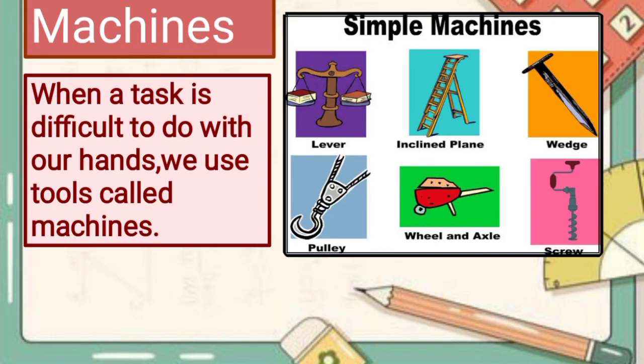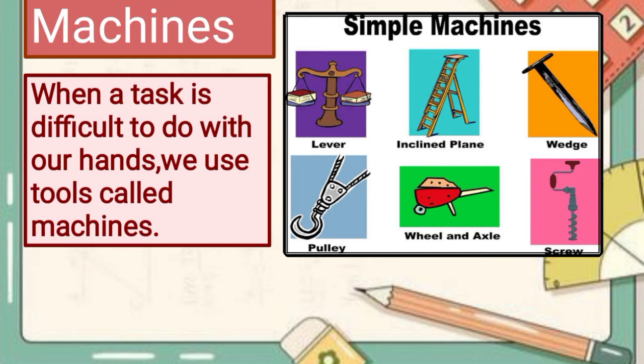Now let's understand about machines. When a task is difficult to do with our hands, what do we use? Yes, we use tools which are called machines. And a simple machine is a tool that makes our task or work easier and faster with the use of less force. So let's understand all the machines in detail.